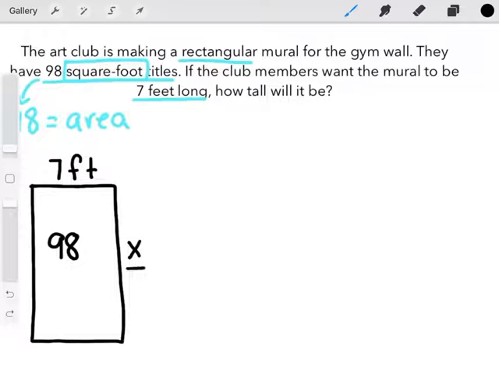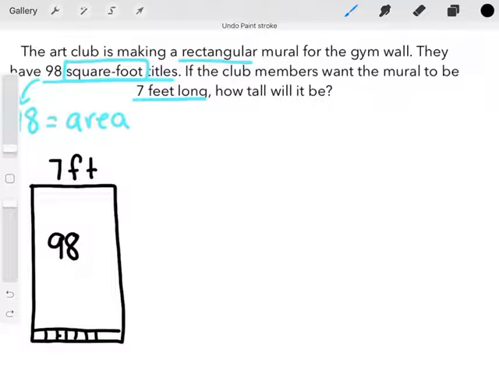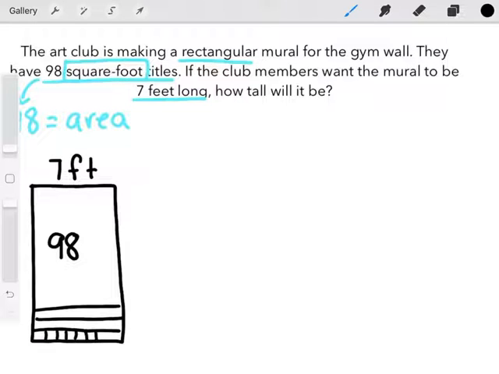And if you notice, I used a variable, a letter, to represent that unknown value. So what this problem is telling us is that if they were to do the tiles, there would be 7 tiles. 1, 2, 3, 4, 5, 6, 7. Of course, I didn't really space them out that well. But there's going to be 7 tiles going across. And we need to know how many rows of tiles we need to fill a 98 square foot space. So we need to know the height, how tall this is going to be.